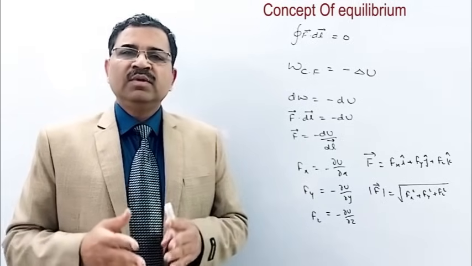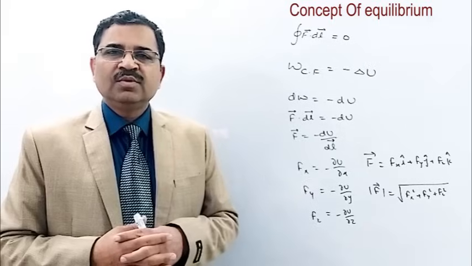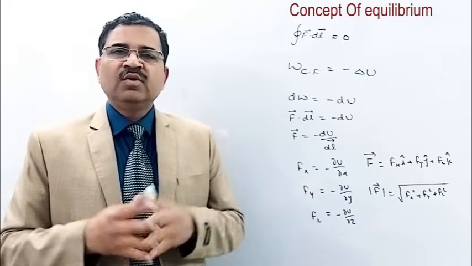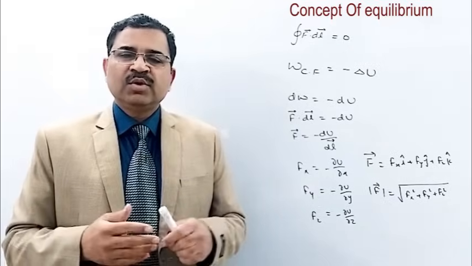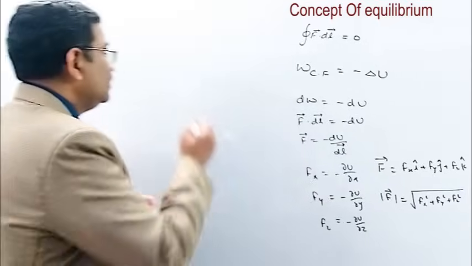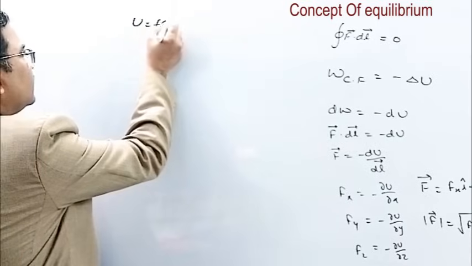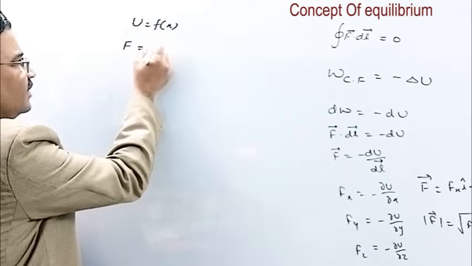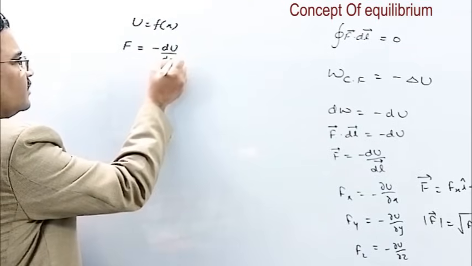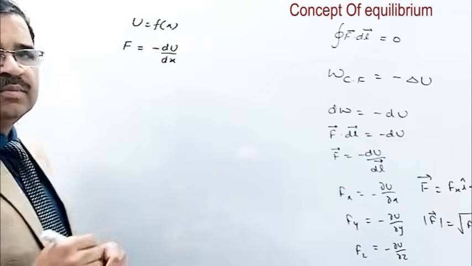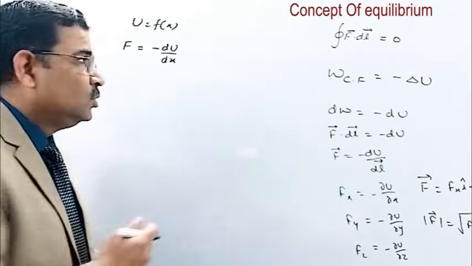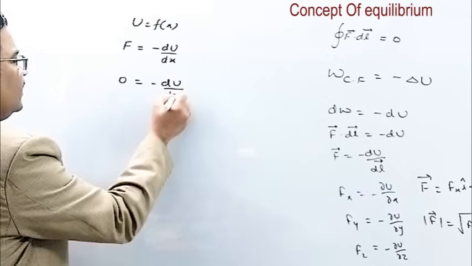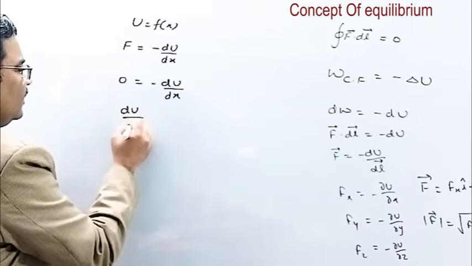A body is said to be in equilibrium when the force acting on the body is 0. Now let us say if the potential energy is a function of a single coordinate, like along x-axis the potential energy is changing, so I can say that potential energy is a function of x. So in that case the conservative force acting on the body can be written as minus du by dx. Now in case of equilibrium the force acting on the body is 0, so if I substitute 0 here in place of force, so I get minus du by dx is equal to 0, or du by dx is equal to 0.